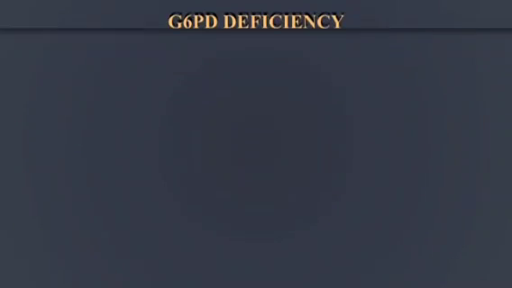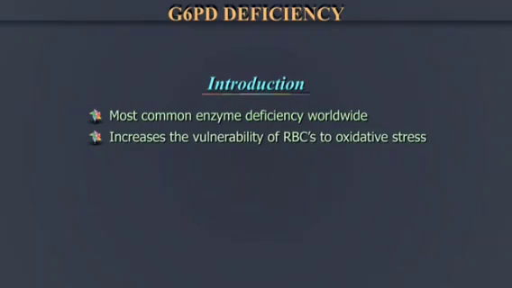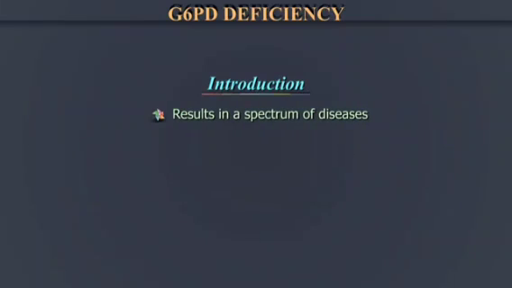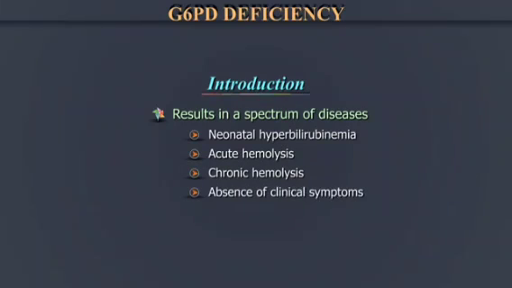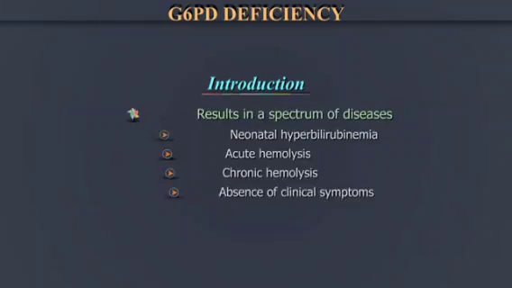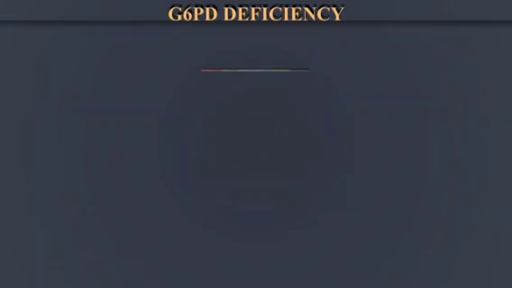G6PD Deficiency. Introduction. Glucose 6-phosphate dehydrogenase deficiency, or G6PD, is the most common enzyme deficiency worldwide. It increases the vulnerability of RBCs to oxidative stress, resulting in a spectrum of disease which includes neonatal hyperbilirubinemia, acute hemolysis, chronic hemolysis, or absence of clinical symptoms. It is most commonly found in persons of African, Asian, Mediterranean, or Middle Eastern descent.